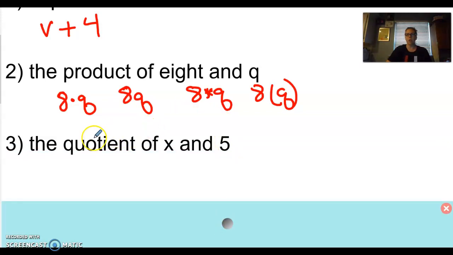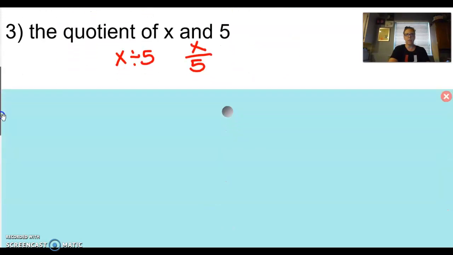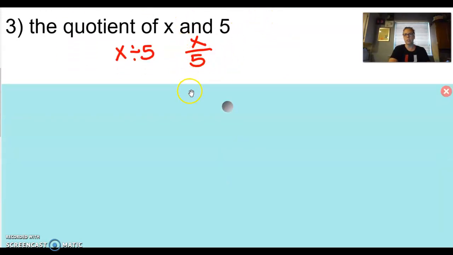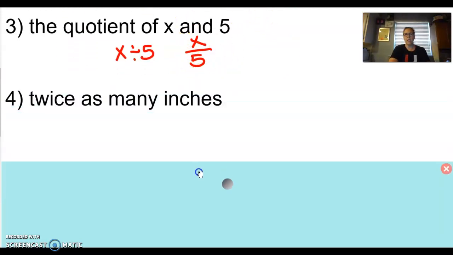If you don't remember, quotient is division. So X divided by 5 is acceptable. You want to get to where you put it as like a fraction. X divided by 5. Don't do the little house anymore like you would. You want to get to where you're doing it there, okay?